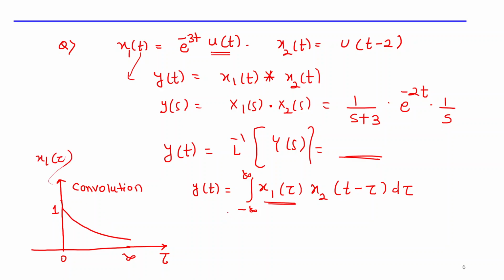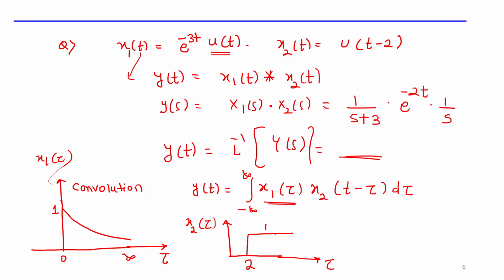Next, another signal, u of t minus 2. Draw that signal first. I am having a delay of 2, so it starts from 2 and goes up to infinity with an amplitude of 1. I am saying this is x2 tau, because I changed only the scale. Now this reference scale is not with respect to time but with respect to another variable, tau. Think of it as another reference frame.